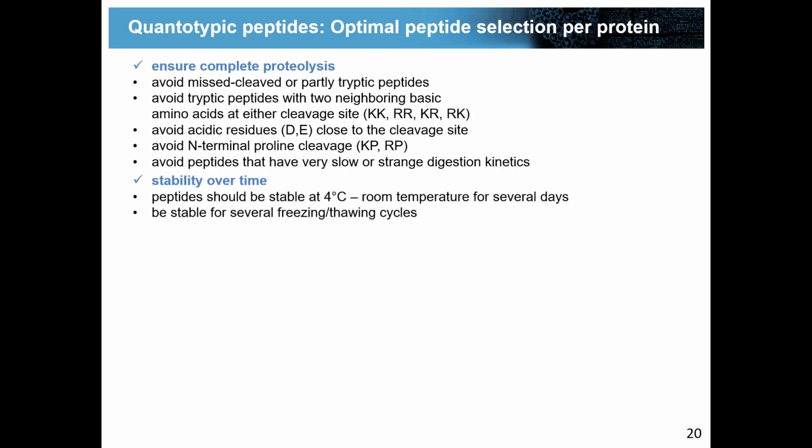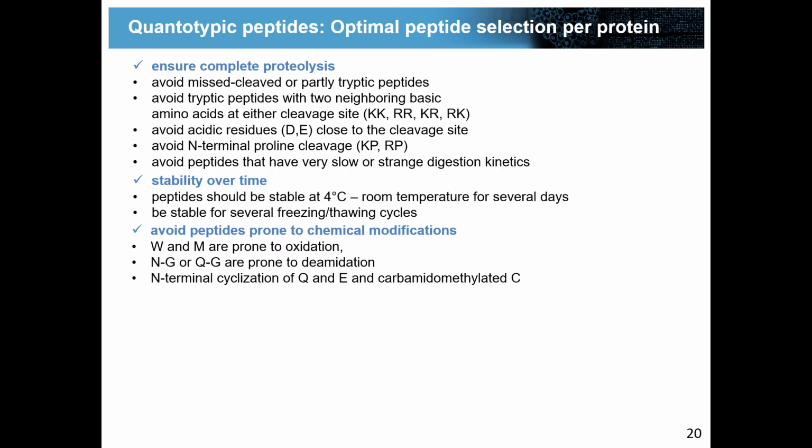Stability over time again: there are peptides that are not stable at 4 degrees or room temperature for several days, and then they are of course poor analogs for a protein concentration, or that are not stable when you freeze and thaw your samples. Ideally, a quantotypic peptide should also be a peptide that is not prone to chemical modifications. That's what we just heard. You don't want to have oxidation of methionines or tryptophan. NG and QG can be prone to deamidation, or cyclization of N-terminal Q and E can happen.